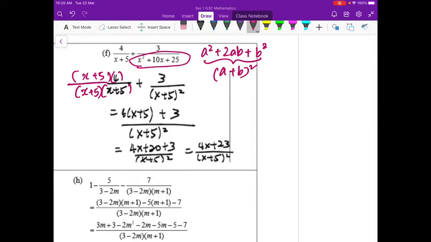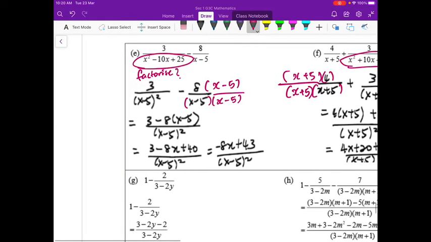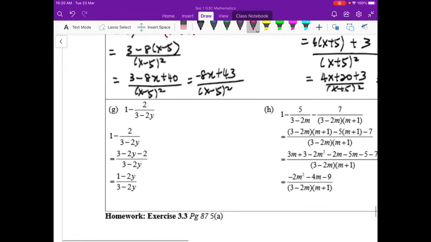Any questions? Okay, then the final question for this set of notes, 1 minus 2 over 3 minus 2y. Same thing. This number, we have to change to a fraction. Same denominator. So the 1 becomes 3 minus 2y over 3 minus 2y. And since the denominators are the same, we have the numerator 3 minus 2y, then minus another 2. And we simplify to become 1 minus 2y over 3 minus 2y.